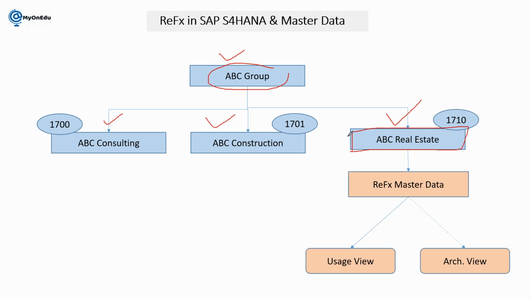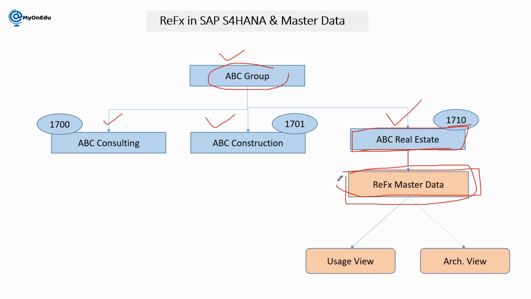So your master data will be company code dependent. Whatever master data you prepare in this company code will not automatically be available in other companies. If you create a new company, the master data has to be created again in the new company also. So it is company code specific. In the same example, we are going to work in ABC Real Estate company code 1710, and we will prepare master data here.